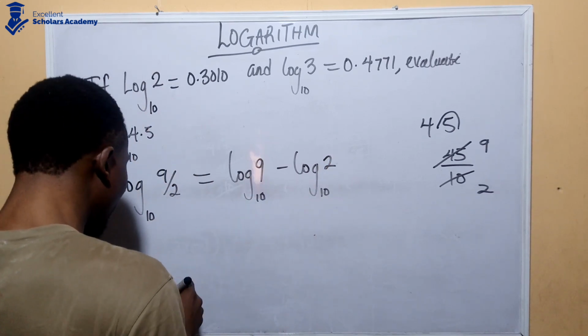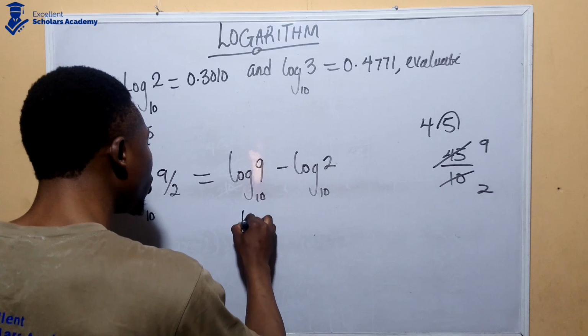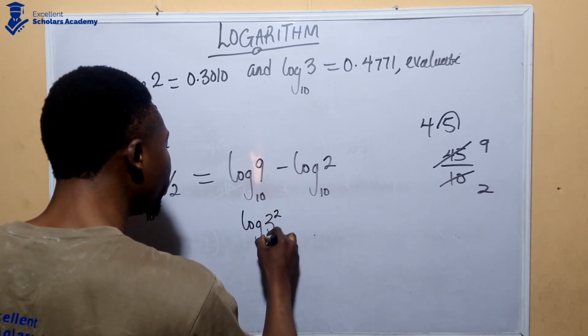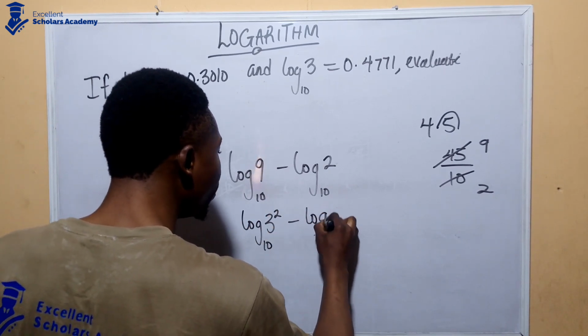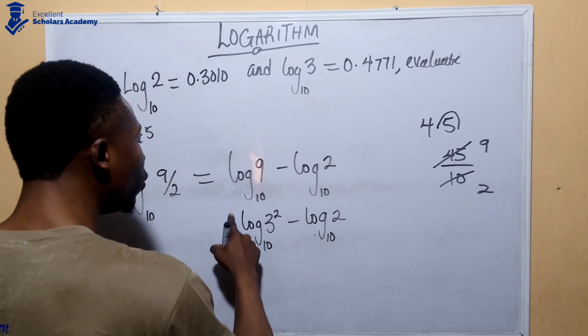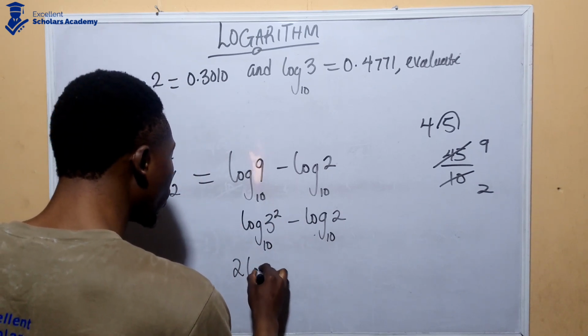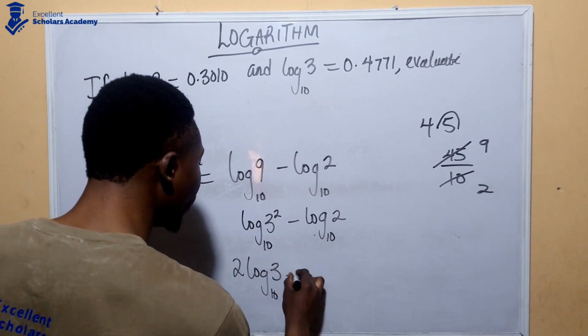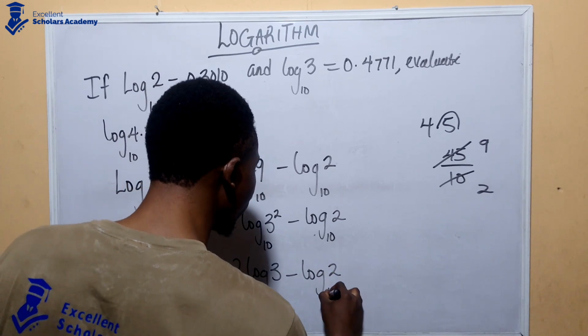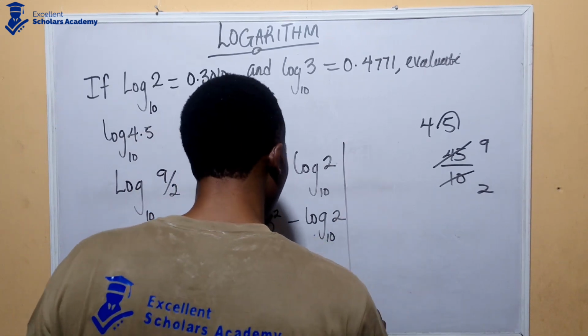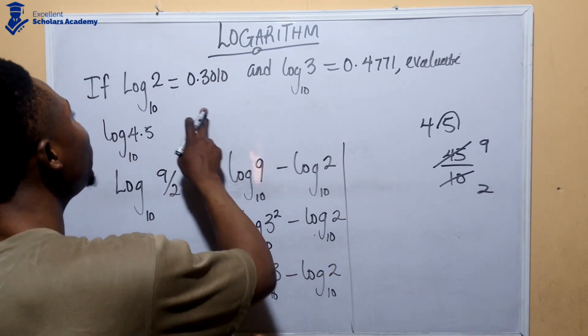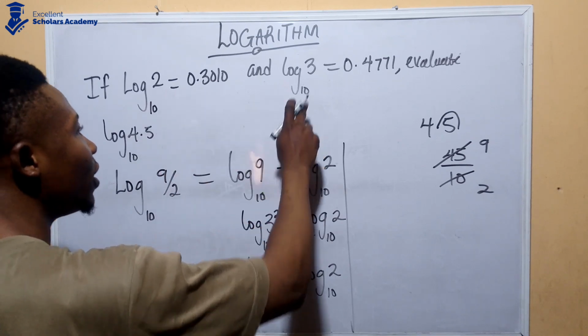Now 9 can be represented as 3 to the power of 2. So it becomes log 3 to the power of 2 base 10 minus log 2 base 10. Of course, we know that the power moves behind, and then this becomes 2 log 3 base 10 minus log 2 base 10. Alright, so now let's continue. Let's go further. Now we are given the value of log 2 and the value of log 3 base 10.